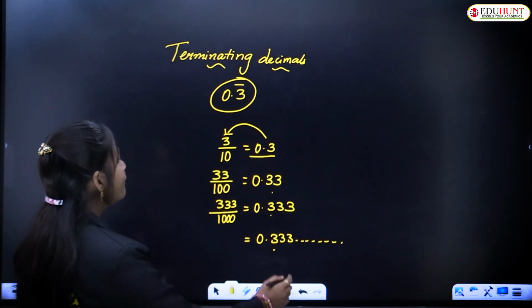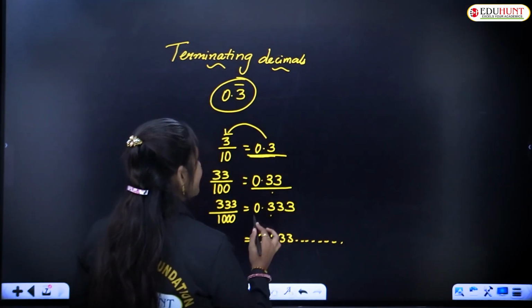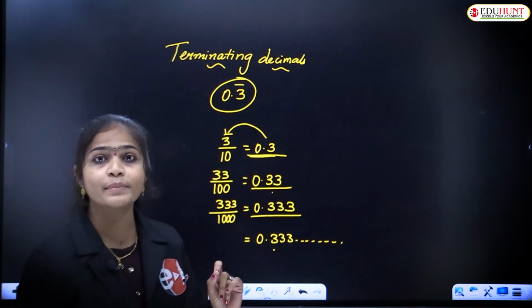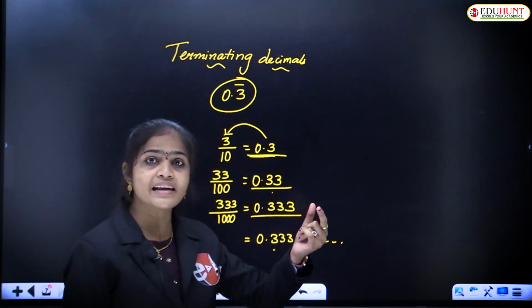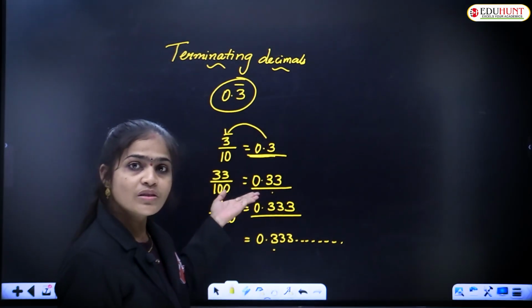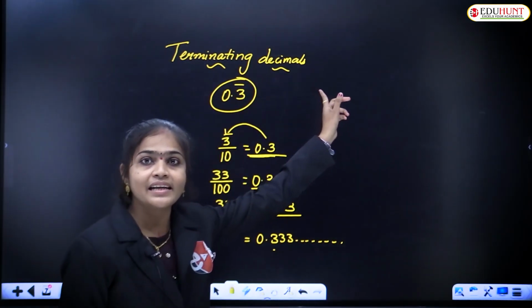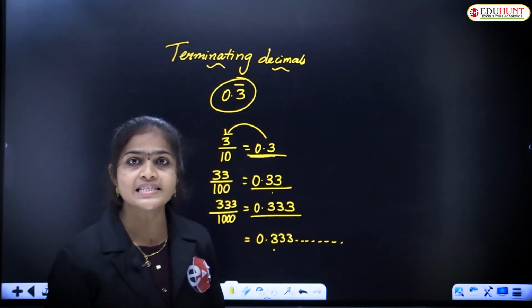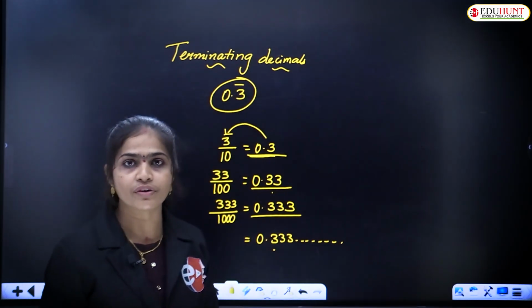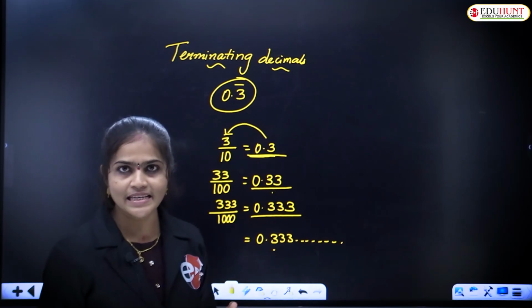Okay, so which decimal numbers have a terminating point? Terminating point means ending point. Here we can say there is a finite number of digits in the decimal places. Those decimals are known as terminating decimals, which have an exact, finite number of places.